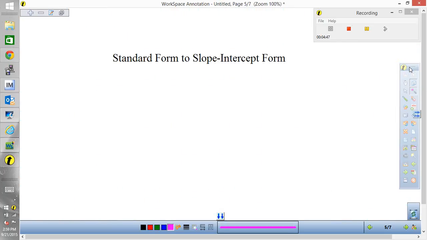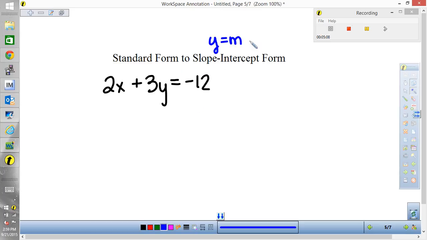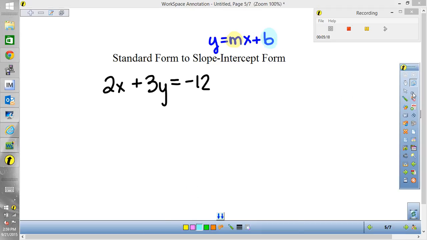Standard form to slope-intercept form. Let's say we have the example, 2x plus 3y equals -12. This is in standard form as we see it right now, but what we want to do is change this to slope-intercept form. The reason why we want to change it to slope-intercept form, which is y equals mx plus b, is once we have it in slope-intercept form, we will be able to identify the slope and the y-intercept so that we can graph it. The way it is here in standard form, we cannot graph it.